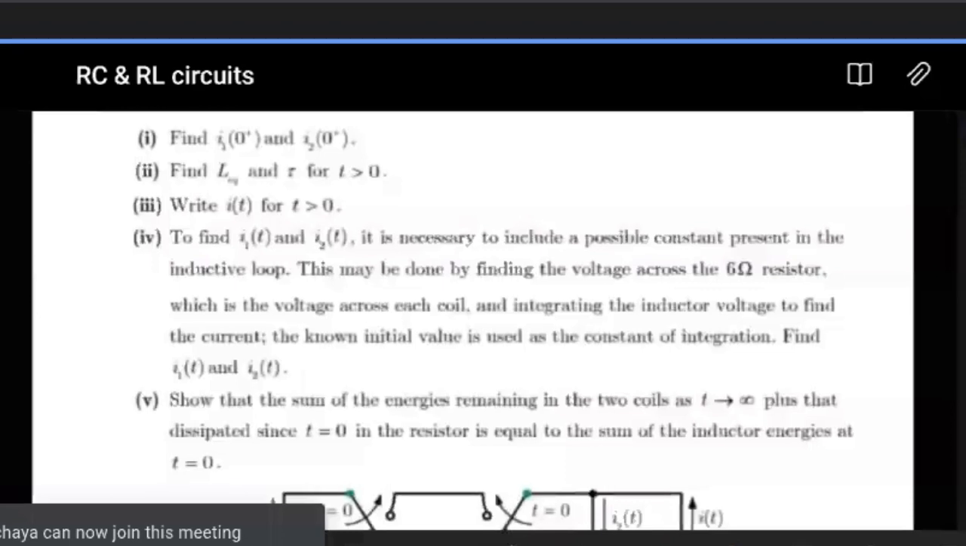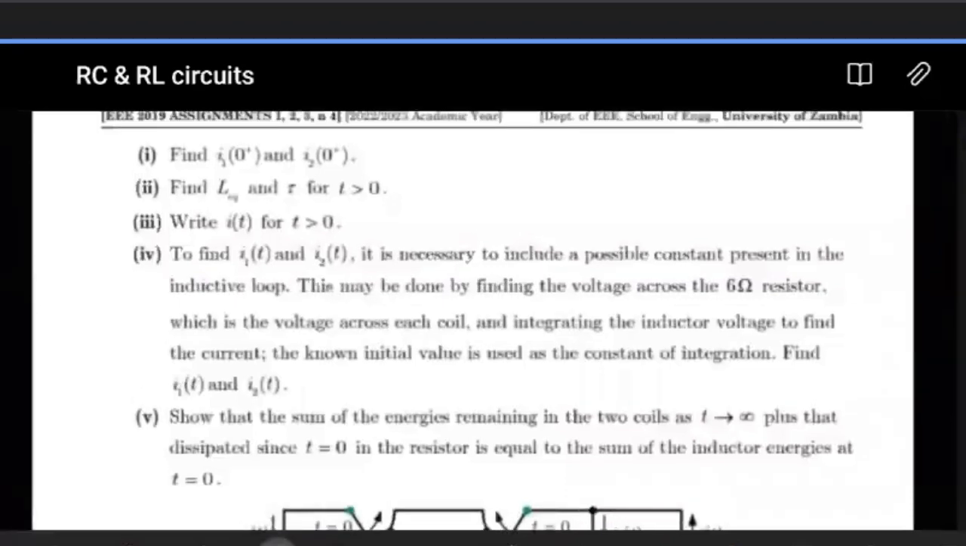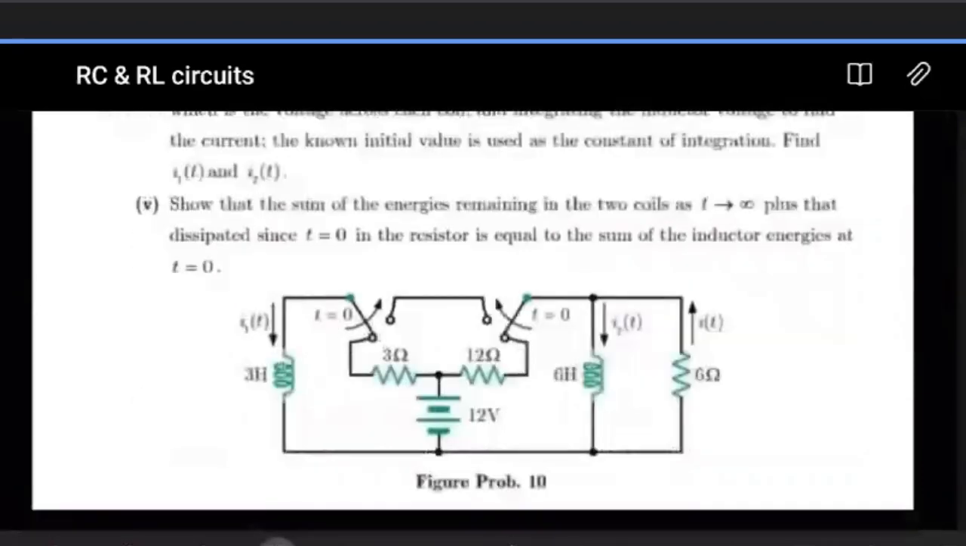So in next class, we're going to look at this question. This is a source-free resistor inductor problem. The difference between what we've done so far and this problem is that now we have two inductors connected in our circuit, and we want to see how we are going to deal with such a problem.